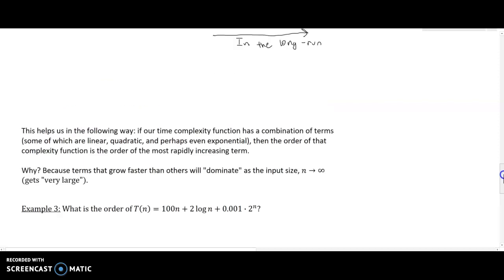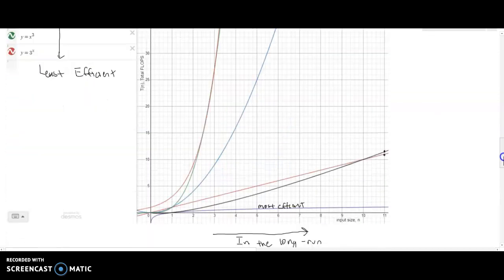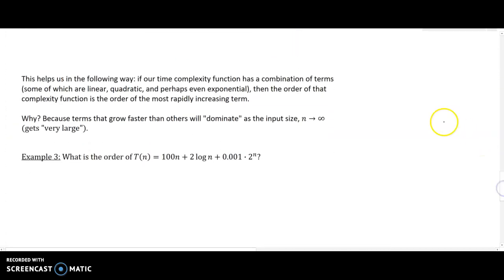So this helps us in the following way. Why would we want to talk about these different orders? Well, a lot of times our time complexity functions have a combination of terms, some of which are linear, some of which are quadratic, perhaps even exponential. Then the order of that time complexity function is the order of the most rapidly increasing term. Why? Because terms that grow faster than others will dominate as the input size n approaches infinity. That is, we mean gets very large. So we're doing this long run analysis.